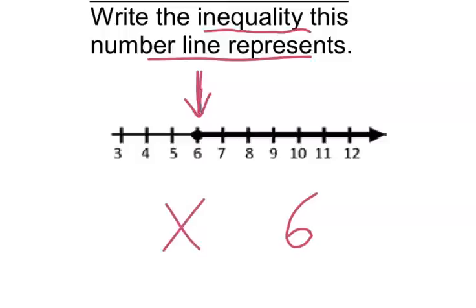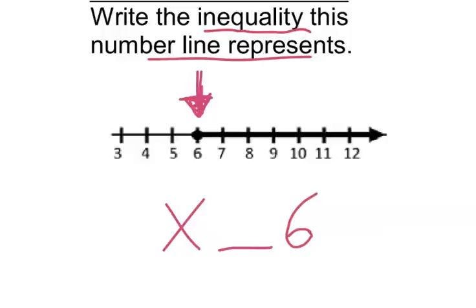Now, what do we notice about the circle on the number line? Is it colored in or is it not colored in? It is colored in, right? So we're going to have the equal sign on that because whatever the answer is, it can equal 6. Okay, it doesn't have to be bigger than 6 or less than 6. It can actually equal 6.